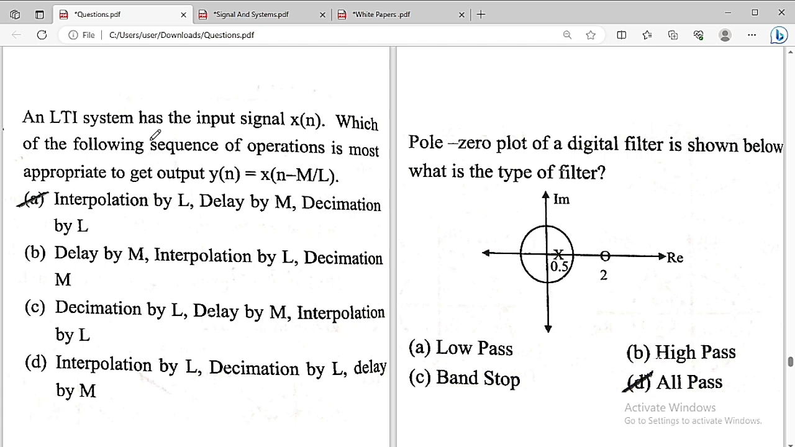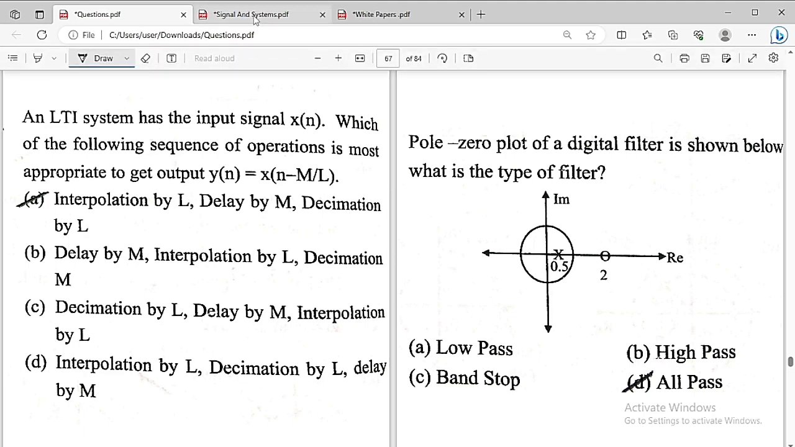There is an LTI system. For this LTI system, the input is x of n and the output is y of n, and y of n is nothing but x of n minus M by L. So what are the operations that we need to do on x of n in order to get x of n minus M by L? So what are those operations? Among the 4 options, the answer is interpolation by L, then delay by M, then decimation by L. If you follow these 3 procedures stepwise on x of n, then we are going to get y of n, which is x of n minus M by L. So this is the solution of this question.